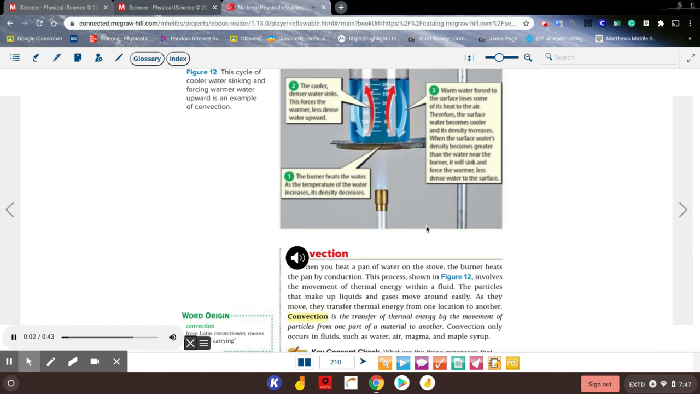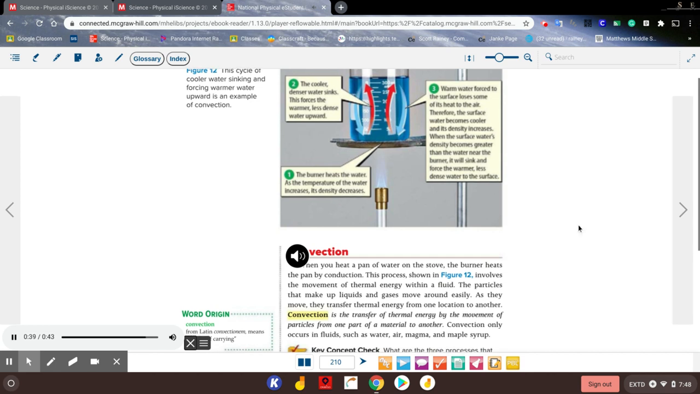Convection. When you heat a pan of water on the stove, the burner heats the pan by conduction. This process, shown in Figure 12, involves the movement of thermal energy within a fluid. The particles that make up liquids and gases move around easily. As they move, they transfer thermal energy from one location to another. Convection is the transfer of thermal energy by the movement of particles from one part of a material to another. Convection only occurs in fluids, such as water, air, magma, and maple syrup.